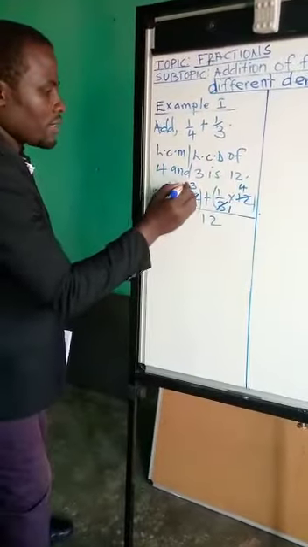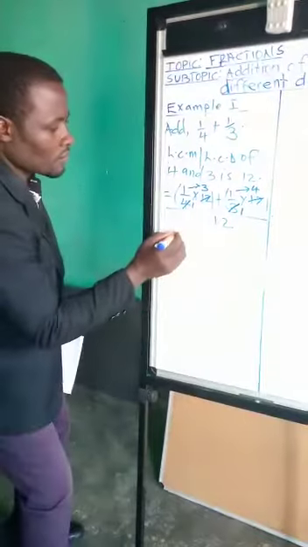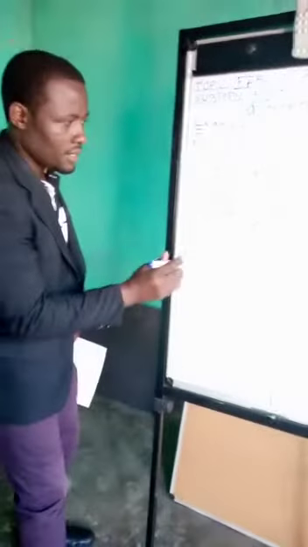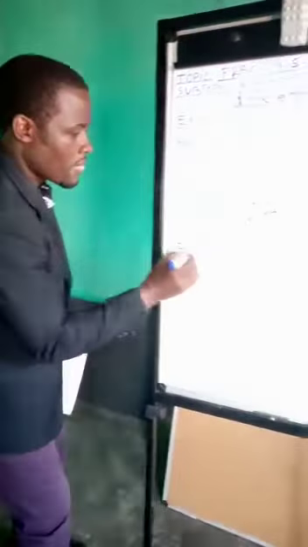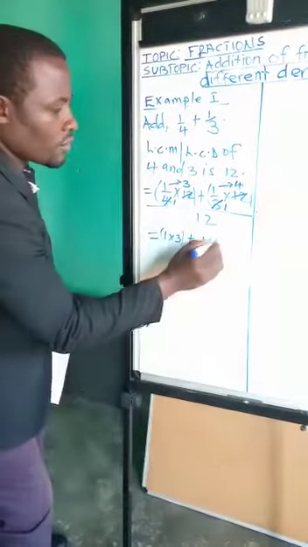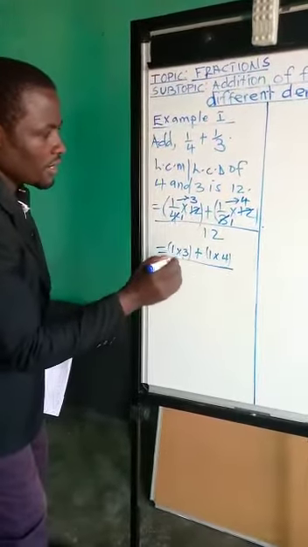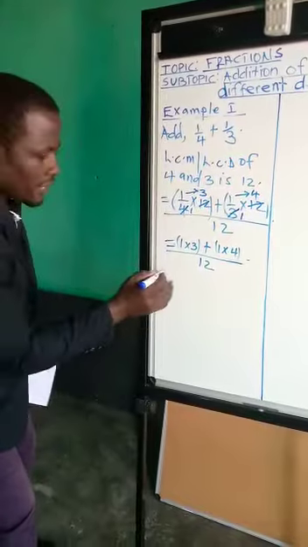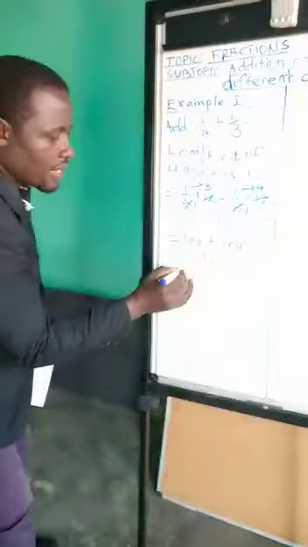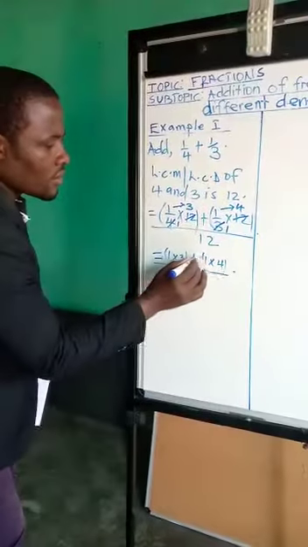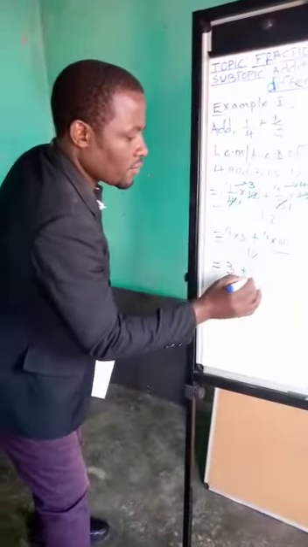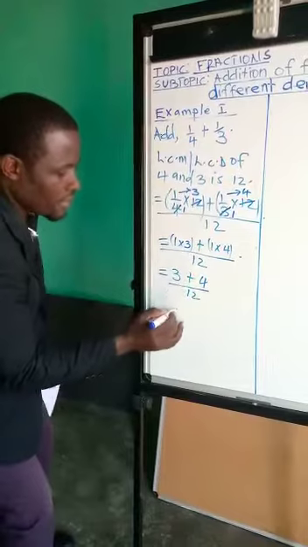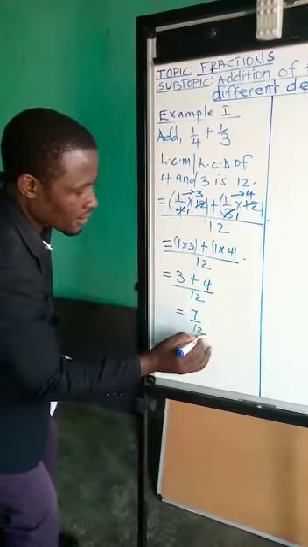After that, multiply these numerators. Remember to maintain the equal signs on one side. Therefore, we have 1 times 3 plus 1 times 4 out of our LCM, 12. The next step: 1 multiplied by 3 is 3, plus 1 multiplied by 4 is 4. Maintain the LCM, which is 12. 3 plus 4, we get 7 out of 12.